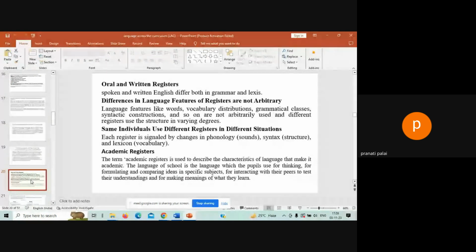Is there any difference in the grammar and meaning between the oral and written registers? Ma'am, in oral register, the words are not properly arranged, but in written, the words are systematically arranged. Whatever may be the language, they are arranged systematically, but in oral, it's not. Okay, yeah, you are right. We use short phrases in oral language or oral register. In written register, it is more formal.